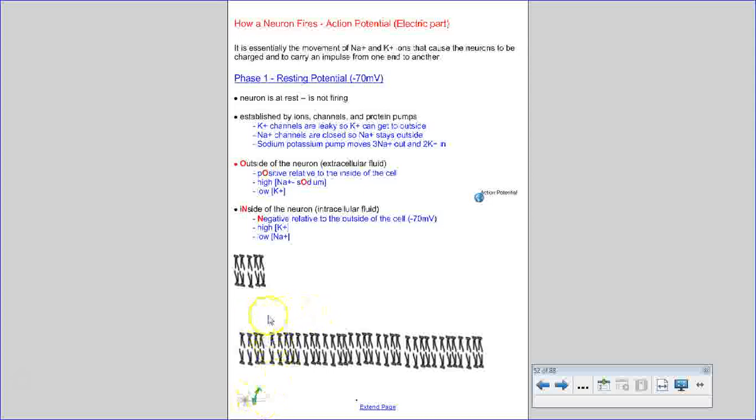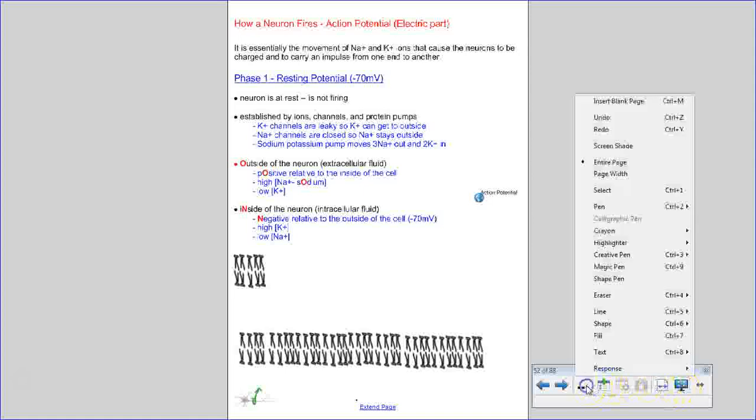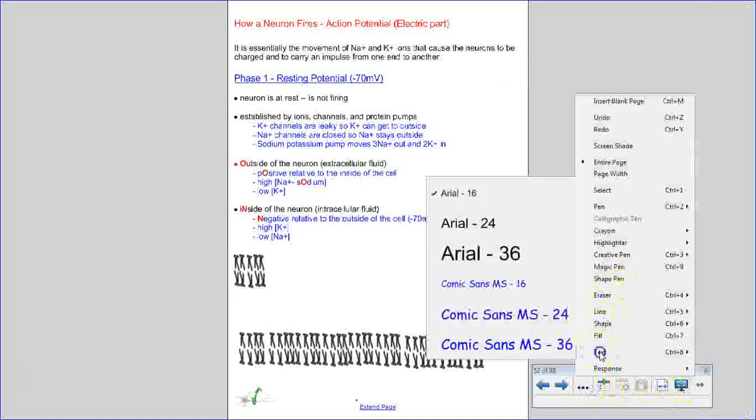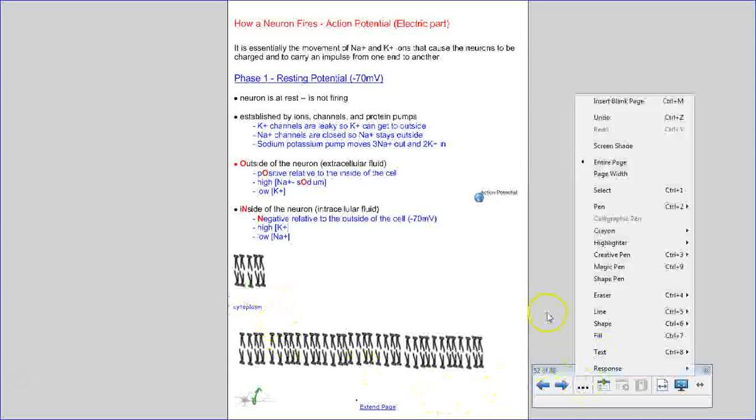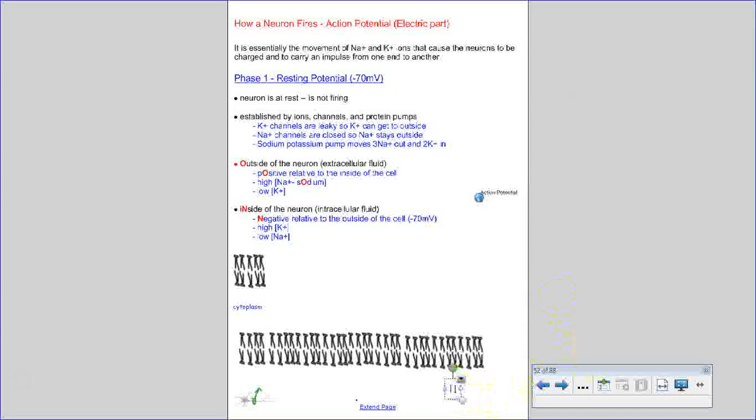So the space in between would be, let's see, I can do text. The space in between would be cytoplasm, or you could say intracellular fluid in here. Out here would be extracellular fluid or extracellular space.